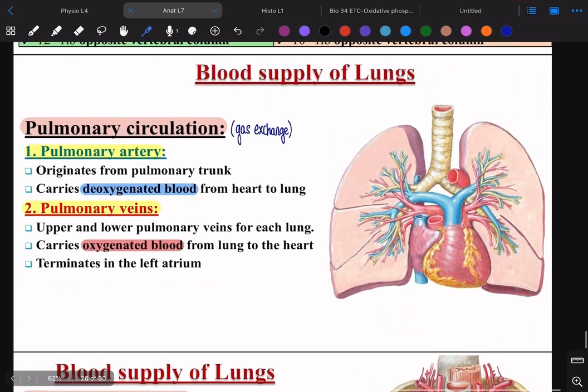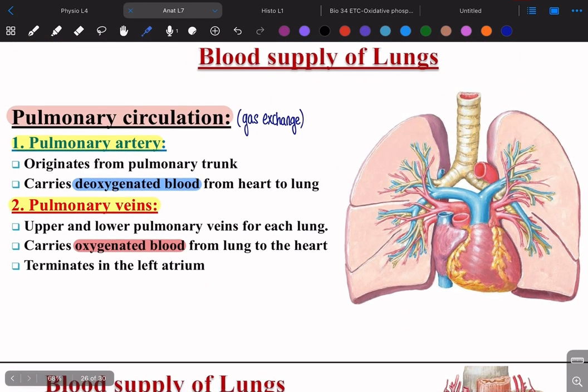Let's start with the pulmonary circulation. The pulmonary circulation, we said it's for gas exchange, and then pulmonary arteries and pulmonary veins. And as we mentioned above, pulmonary arteries and veins are exceptions.